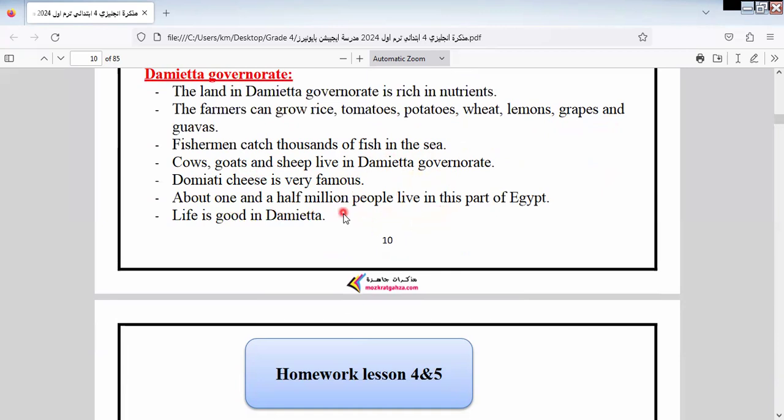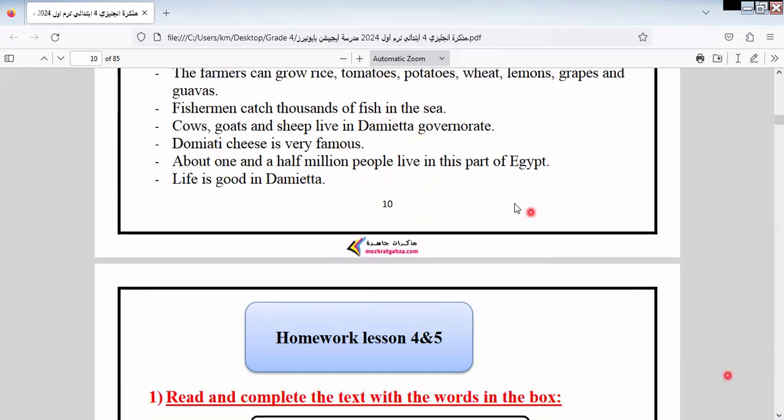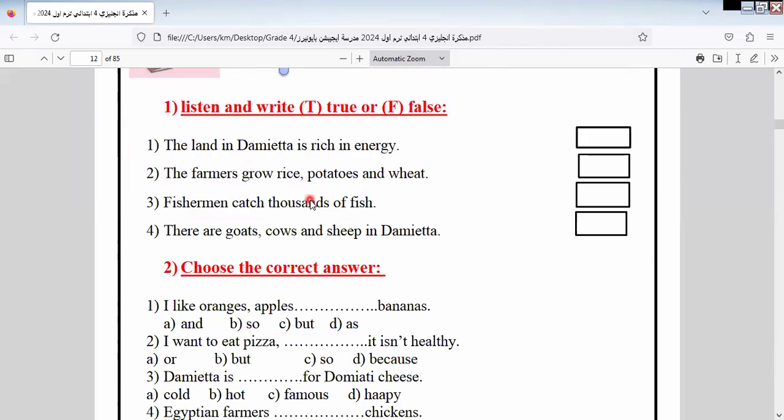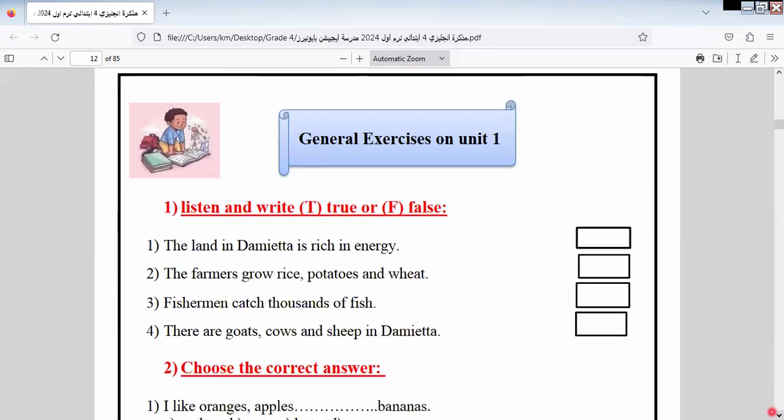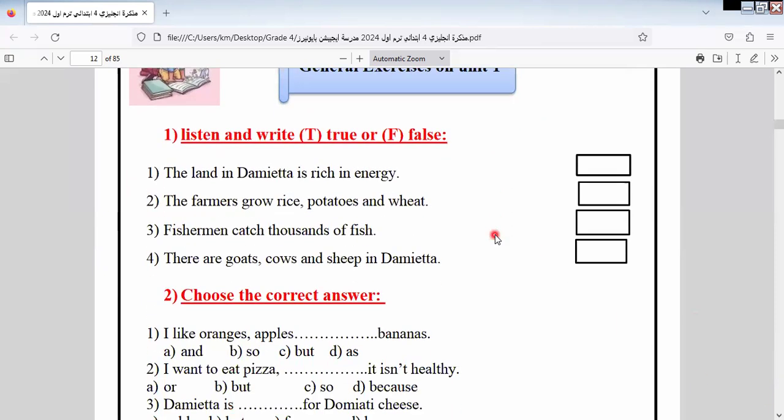It's not less. It's more people who live in this part of our country, because Domyat governorate is not a small governorate. It's a big governorate. Okay, about 1.5 million people live in this part of Egypt. Life is good in Domyat. Let's answer the exercise related to this unit.